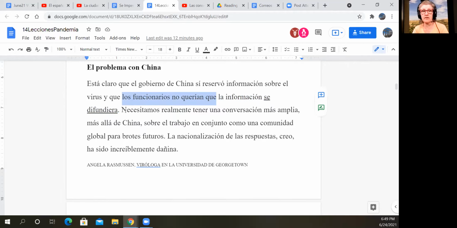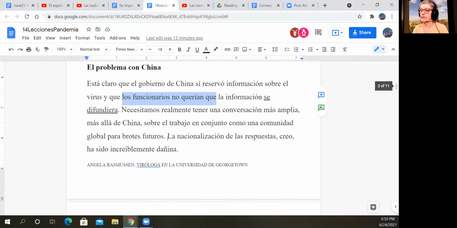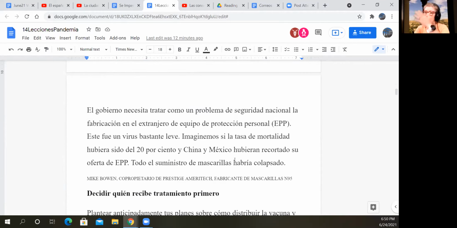Es algo muy polémico. This is something very controversial right now, right? Because we still do not know a lot about this. Necesitamos realmente tener una conversación más amplia, wider conversation, más allá de la China, right? Beyond that whole thing. Okay. Que me parece muy importante, la nacionalización de las respuestas creo ha sido increíblemente dañina. Nationalizing or making this a national issue for getting these answers has been really, really damaging. Very, very damaging. We have to look at these things, you know, look at everybody.